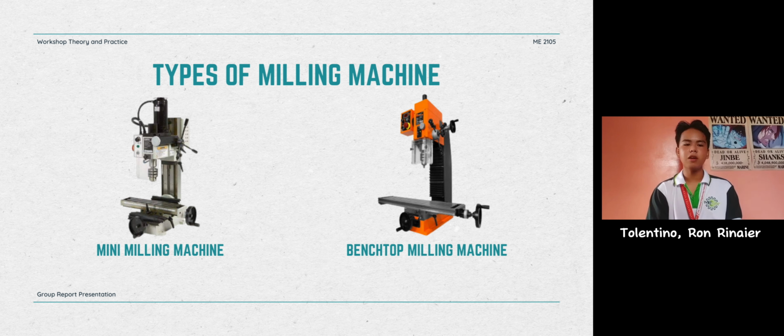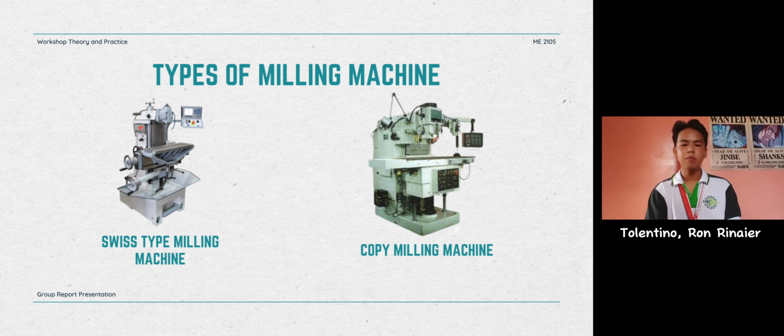Eighth, benchtop milling machine. Benchtop milling machines are designed to be placed on a workbench or tabletop, making them space efficient and portable for smaller machining tasks. Ninth, Swiss type milling machine.